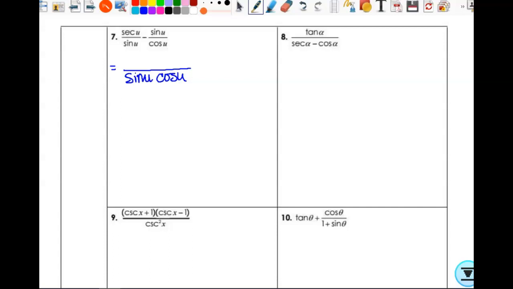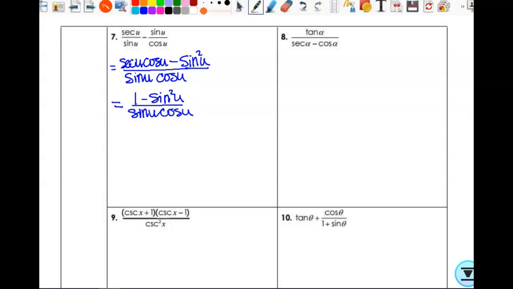So the numerator, this first fraction has to be multiplied by cosine over cosine. So I'm going to get secant u times cosine u minus, the second one has to be multiplied by sine over sine. So sine times sine is sine squared. Then what is secant times cosine? 1. Because they're reciprocals. 1 minus sine squared u over sine u cosine u.